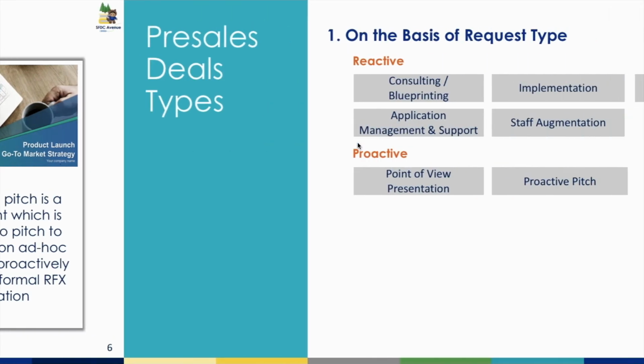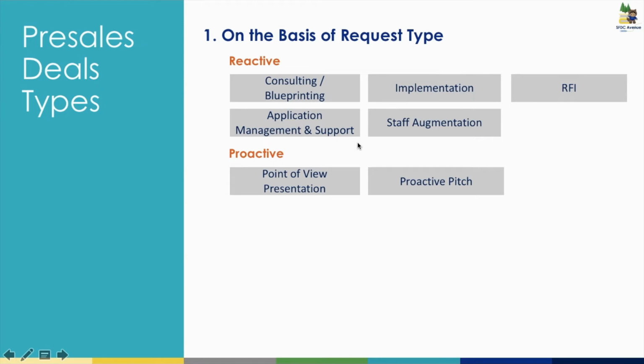Let us understand quickly the pre-sales deal types. We now understand that we have reactive and proactive deals on the basis of request types. Let us see what kind of deals are a part of reactive deals and what kind of deals are a part of proactive deals.